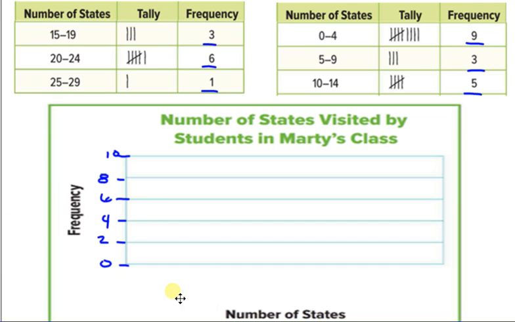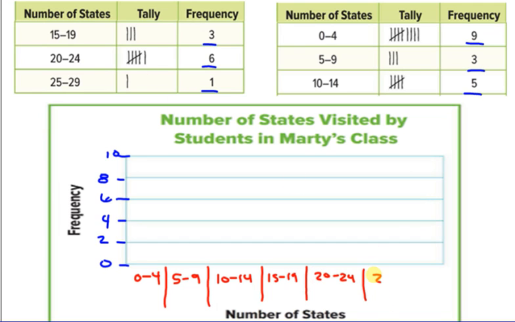Now on the bottom I need to do my intervals, and it gives it to me here. So I have 0 to 4, and then I have 5 to 9, and then I have 10 to 14, and then I have 15 to 19, I have 20 to 24, and I have 25 to 29. Perfect. Alright, so now I just need to go ahead and make my histogram.